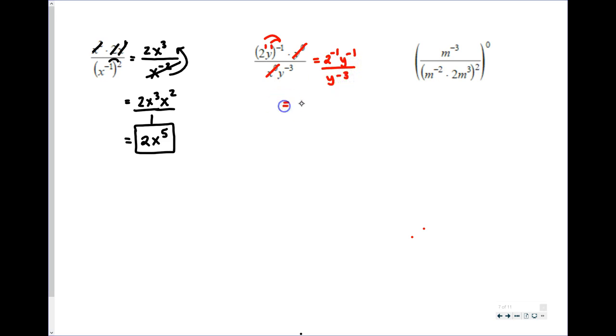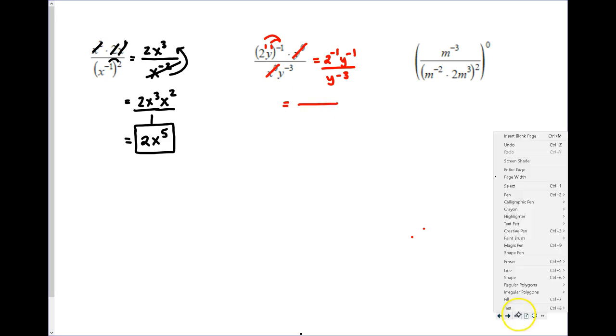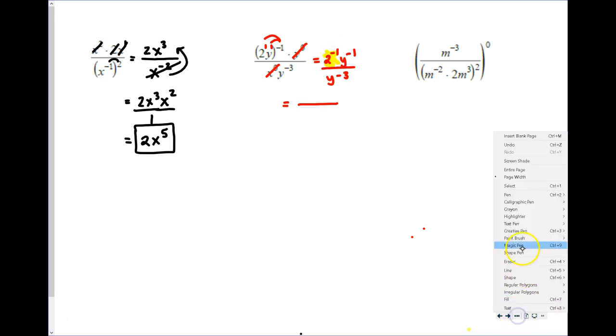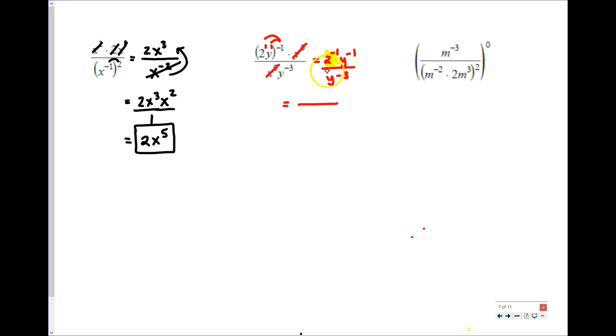Okay, now, where are you moving things? The first thing we're going to look at is, where do I move this thing? Does that stay up top, or does it go on the bottom? That 2 to the negative 1, that's going to move to the bottom and become 2 to the positive 1. Gone. How about y to the negative 1? That's going to move from the top, and it's going to move to the bottom. Gone. The y to the negative 3 is going to move up to the top and become positive 3.